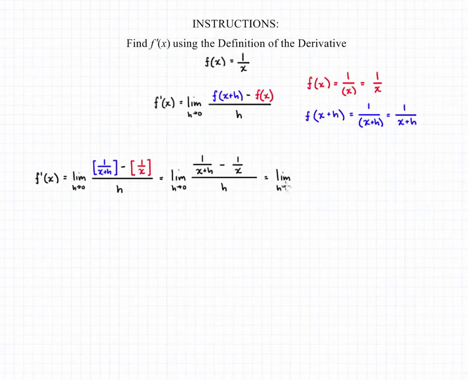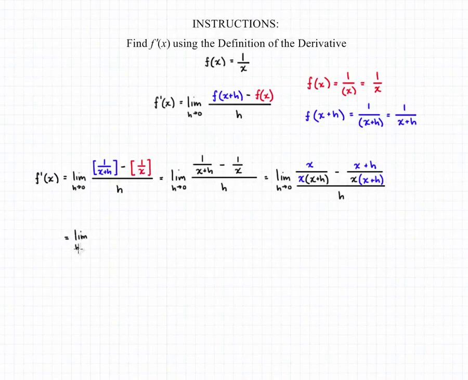And what we need to do now is take the fractions in our numerator and find a common denominator. We can do that by multiplying the left-hand fraction by x over x, which will give us x over x times x plus h. And we can multiply the right-hand fraction by x plus h over x plus h, and that'll give us x plus h over x times the quantity x plus h. And of course, all of this is still over h.